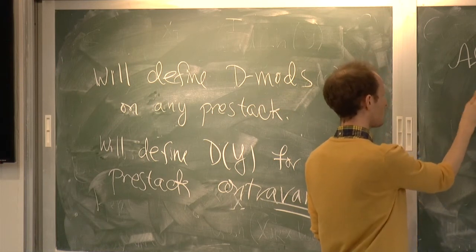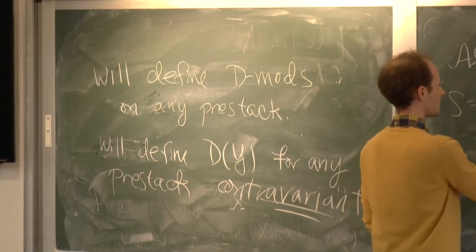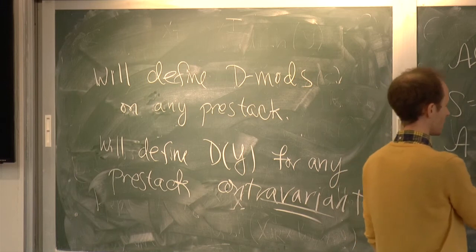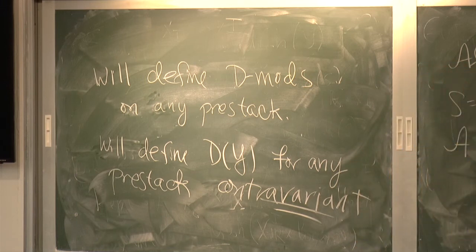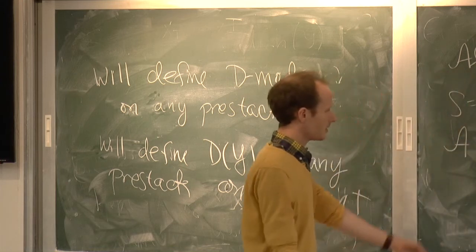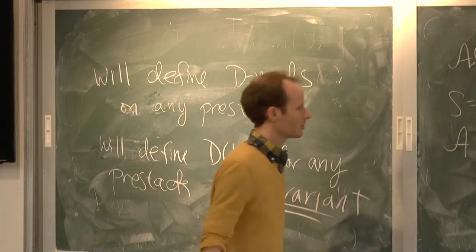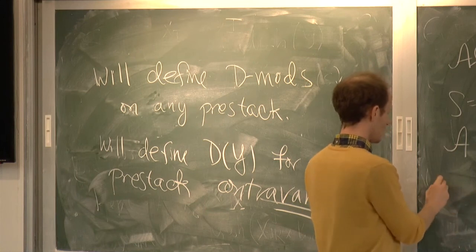So what's my definition? Well, if I have some random scheme S equals spec A, then I can write A as some colimit of A_i, where the A_i are finite type algebras. In fact, I don't even need to write colimit. I can just write that it's the union of some finite type algebras over K. Everyone knows how to do it.